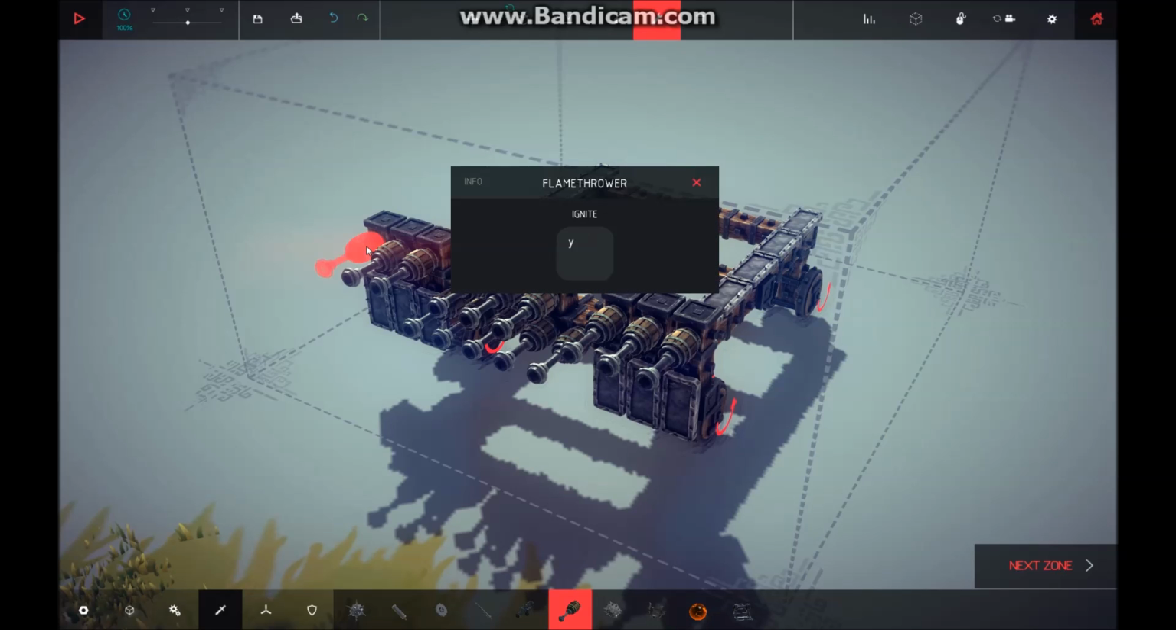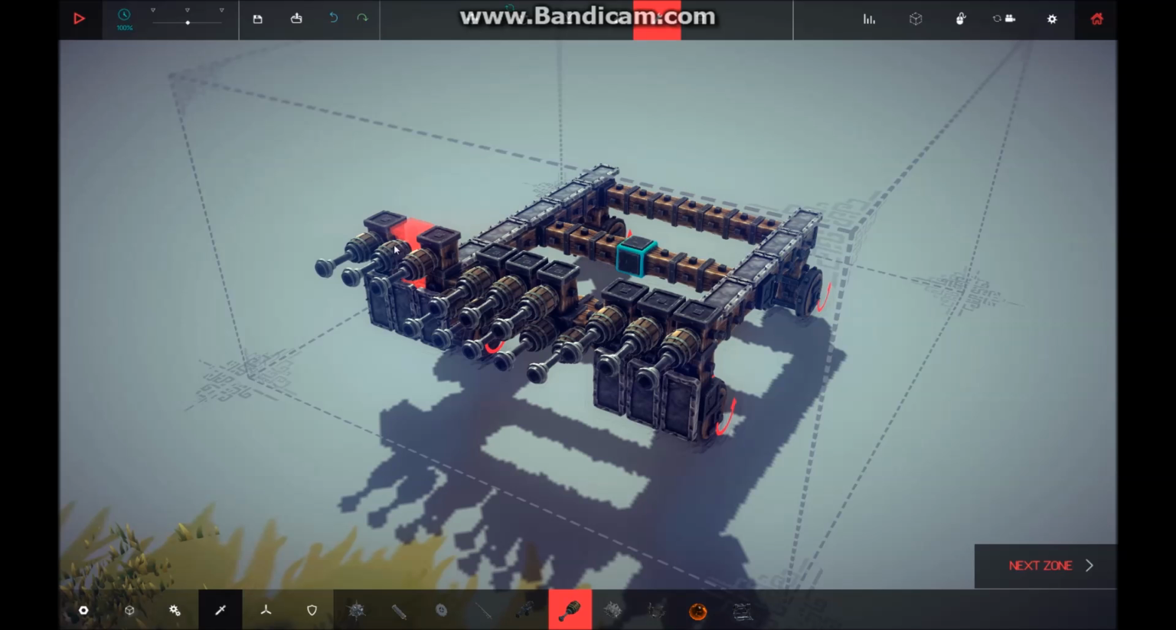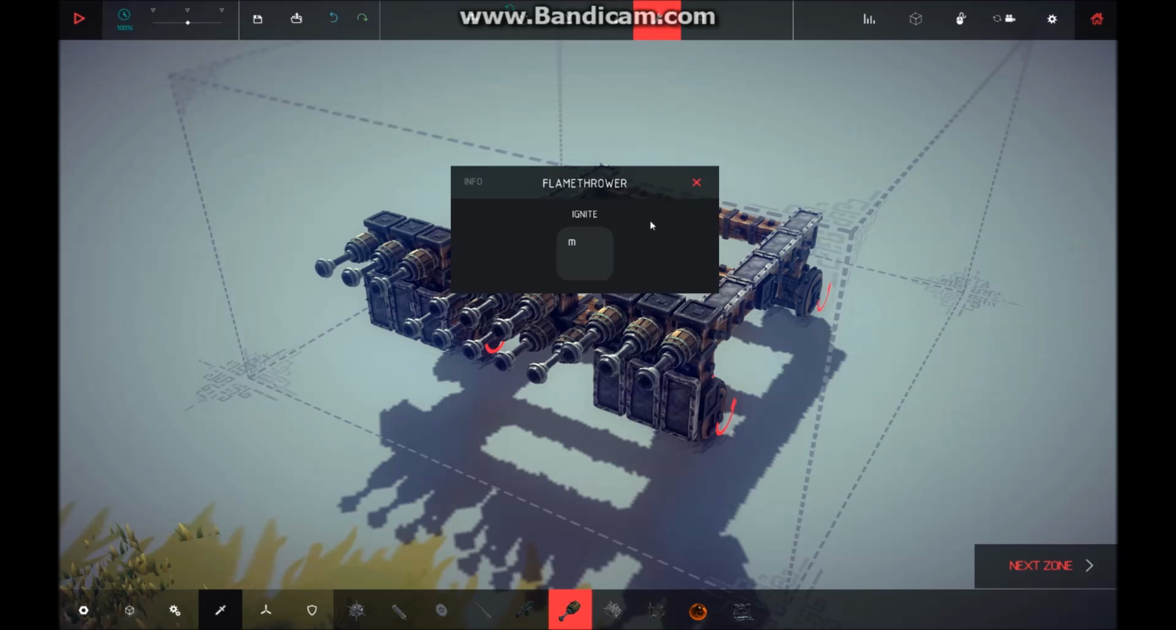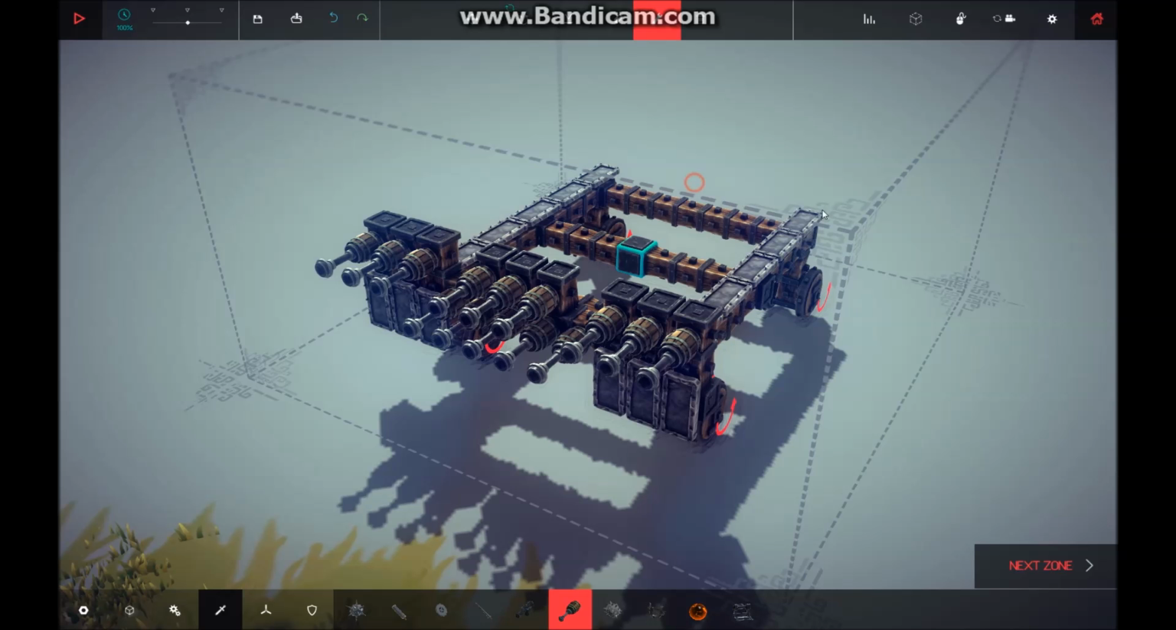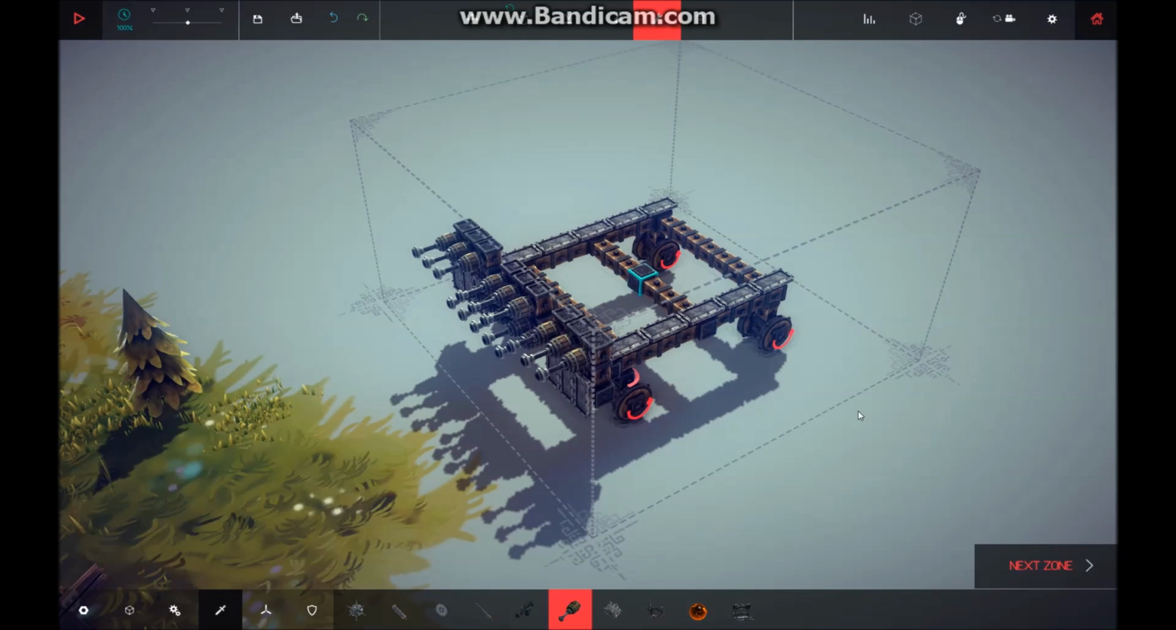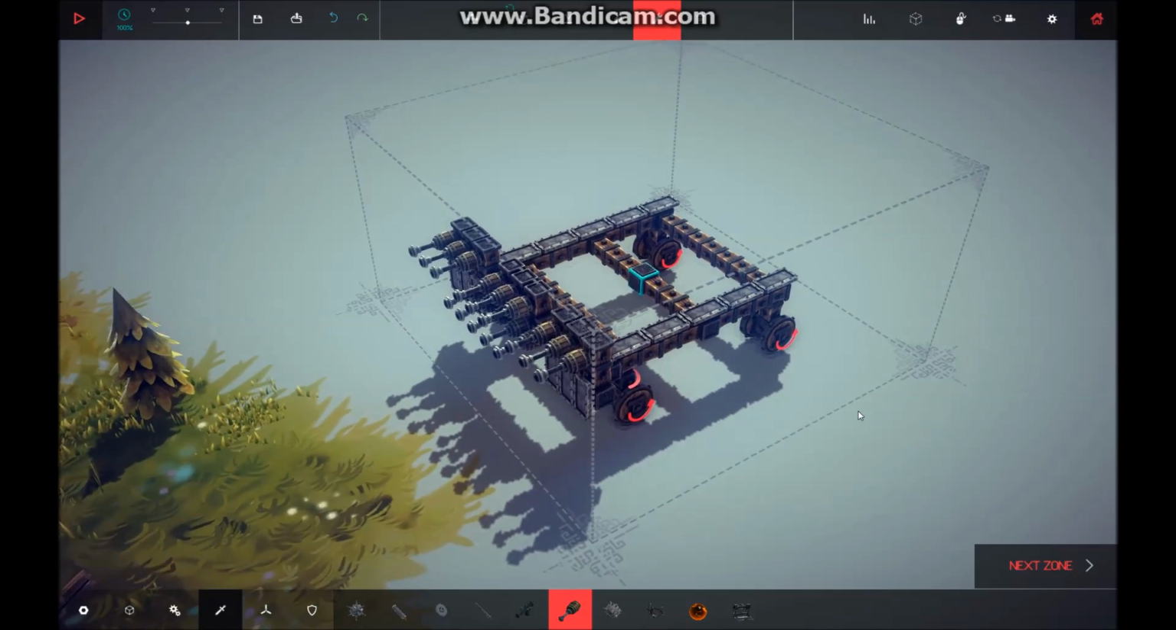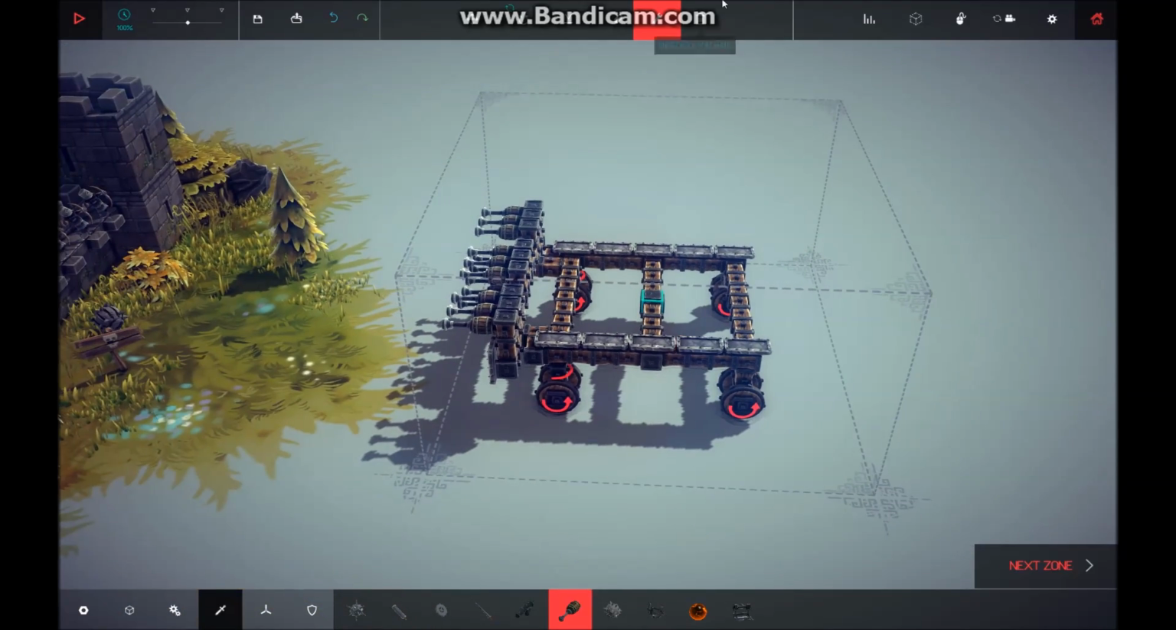This one ignites if you press Y. This one ignites if you press N, and this one ignites if you press the letter M. So, instead of being a single-shot weapon, I can now shoot it three times, like this.